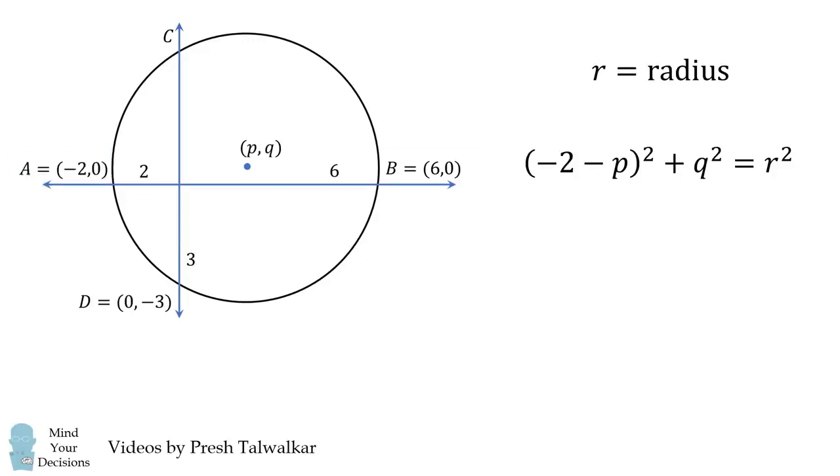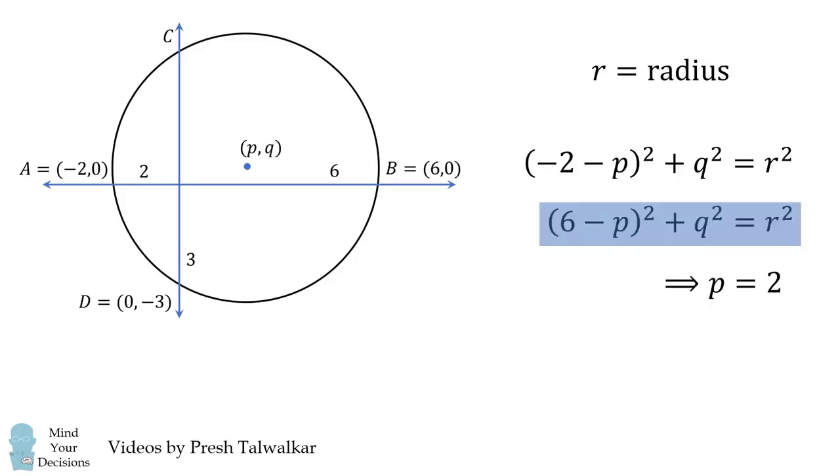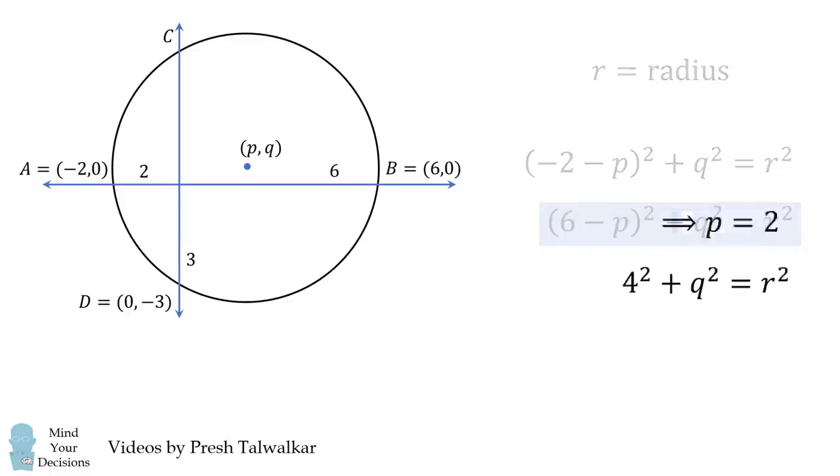We can then set up an equation for the point B. Now using these two equations, imagine subtracting them. We'll cancel out the Q squared and the R squared terms. We can then very quickly solve that P is equal to 2. We can then substitute this back into one of the equations, so we get another equation that 4 squared plus Q squared is equal to R squared.